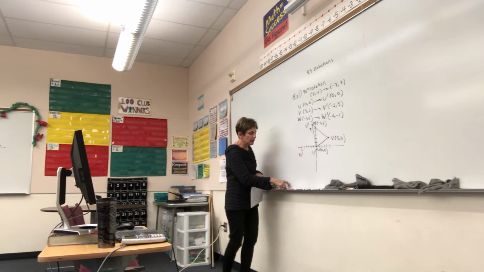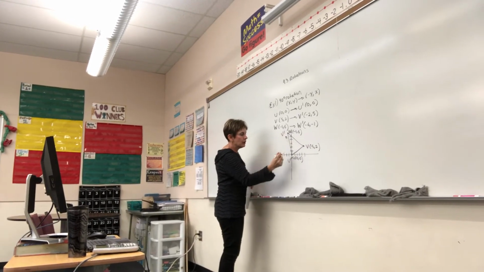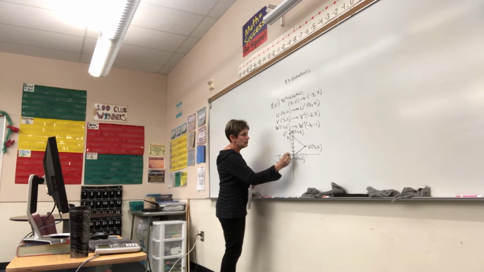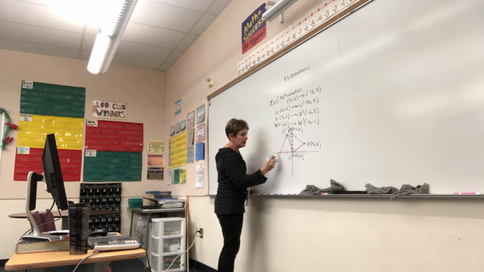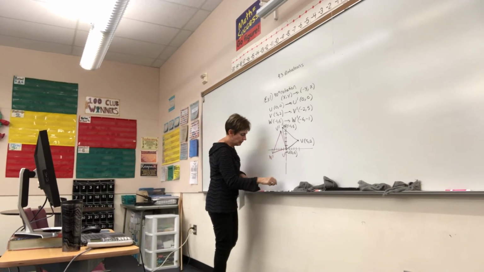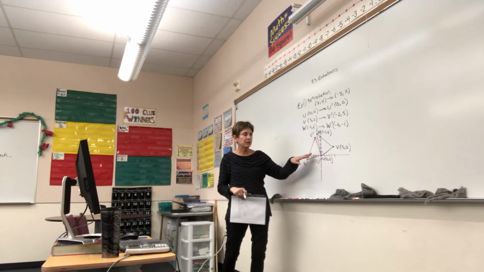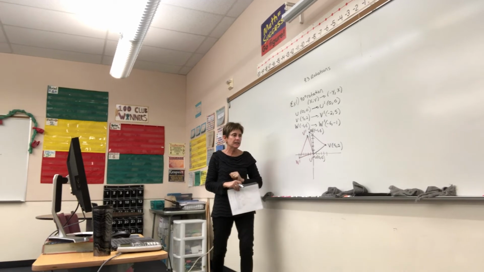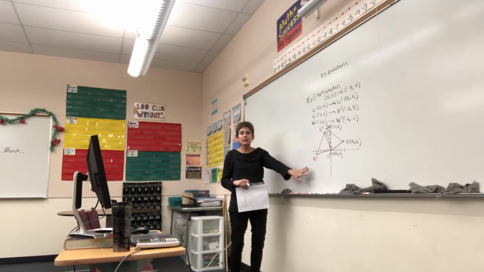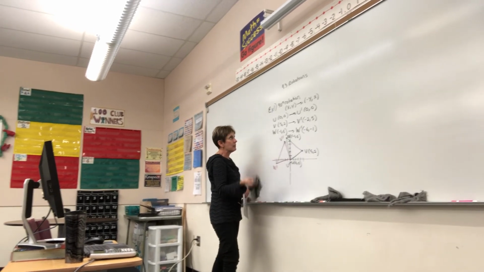All right, and now let's go ahead and trace our image from U prime to V prime to W prime and then back again. Notice that my image is the same size as my pre-image, but the whole thing has been rotated 90 degrees counterclockwise. So that's how we do a 90-degree rotation using the recipe up above.